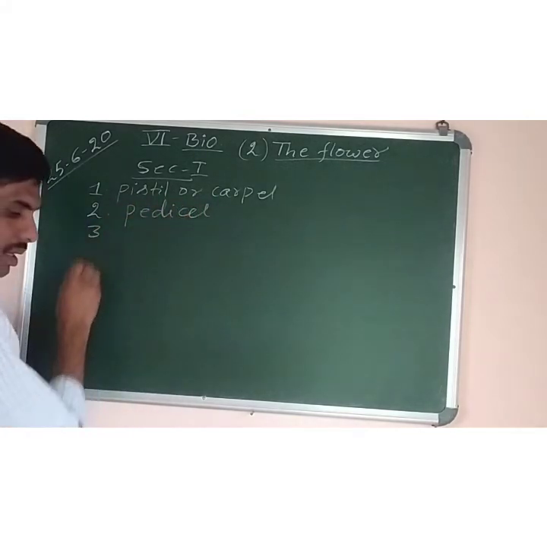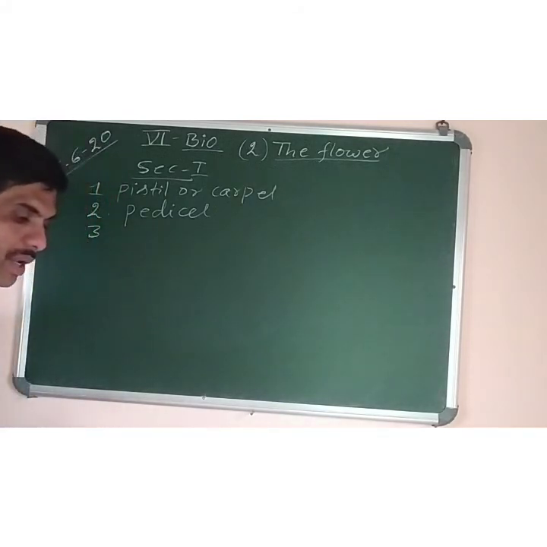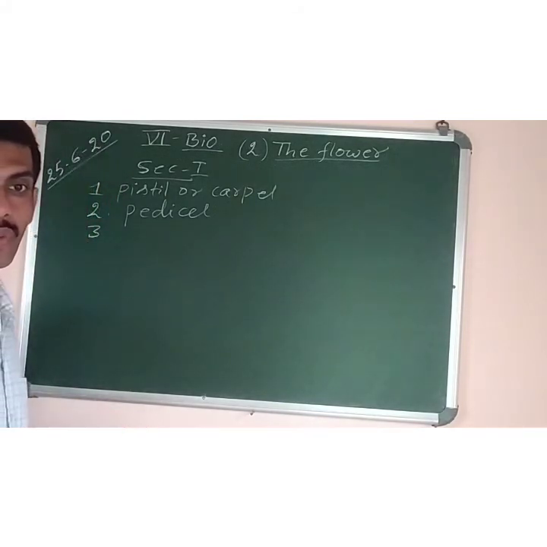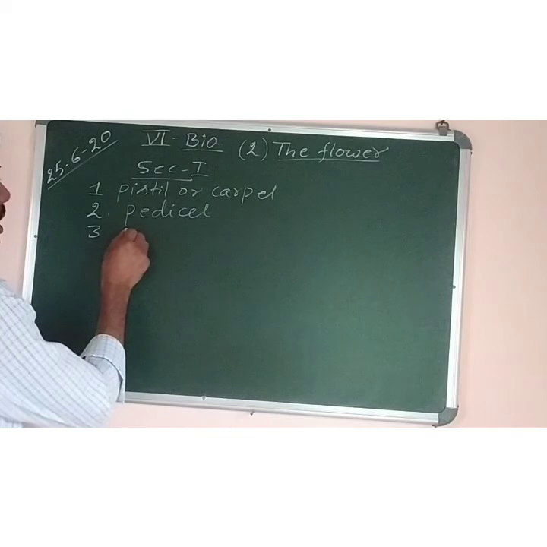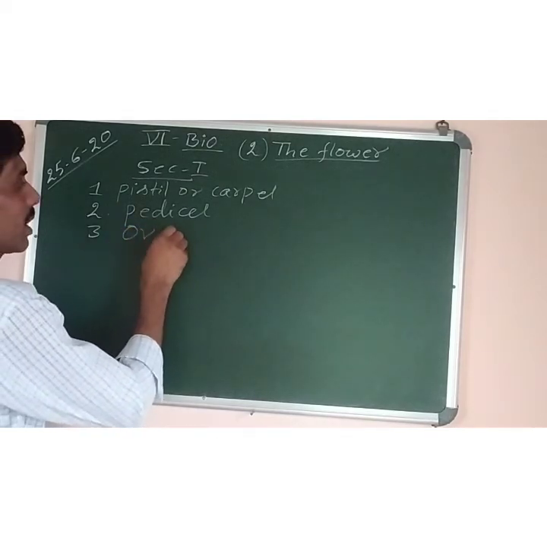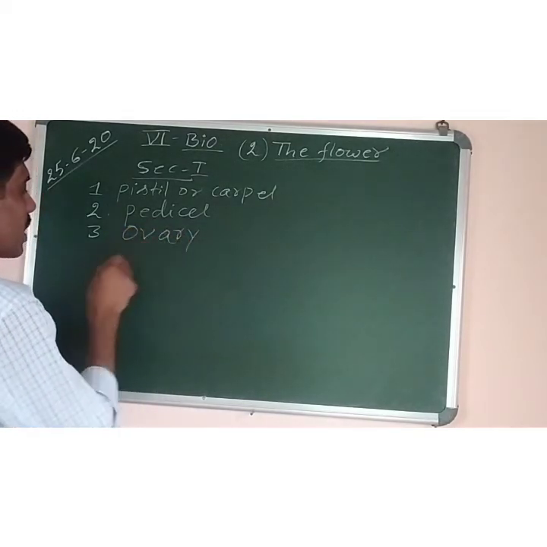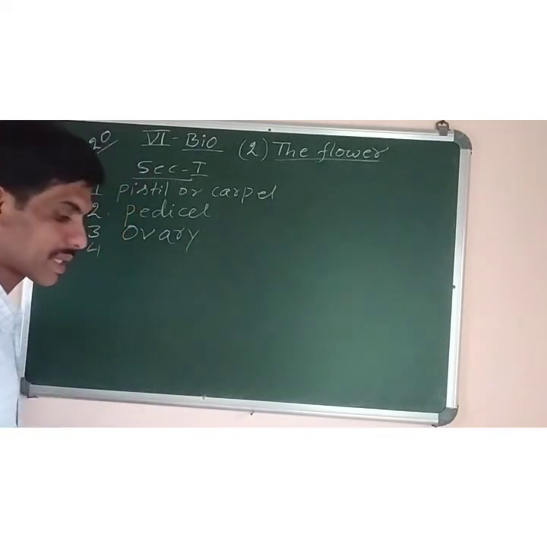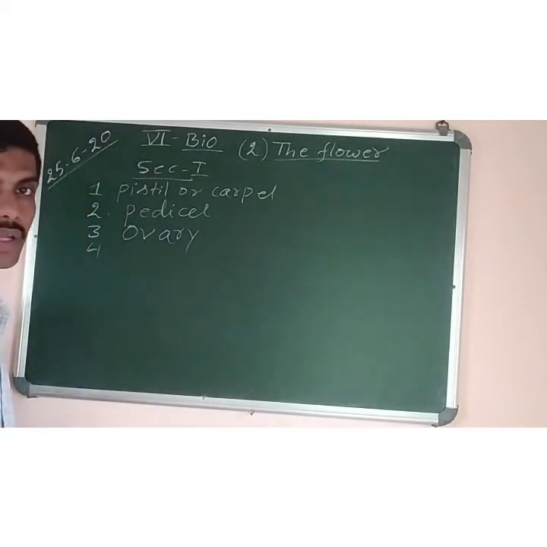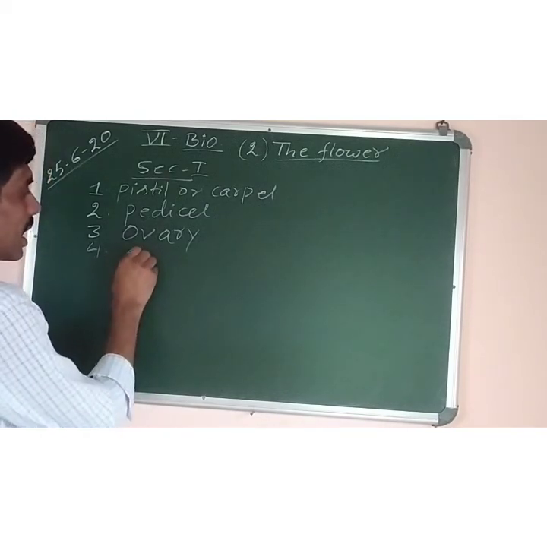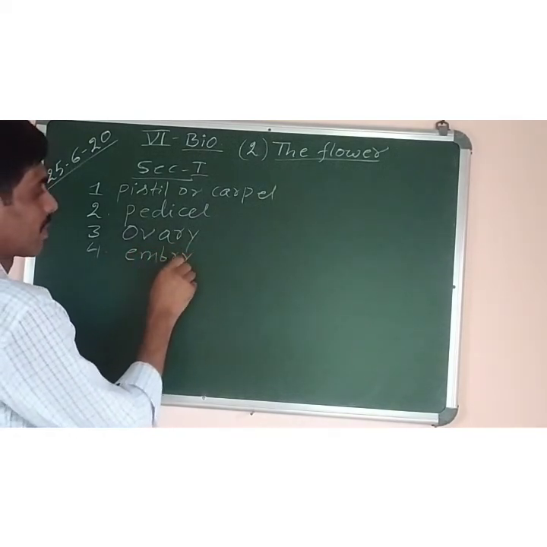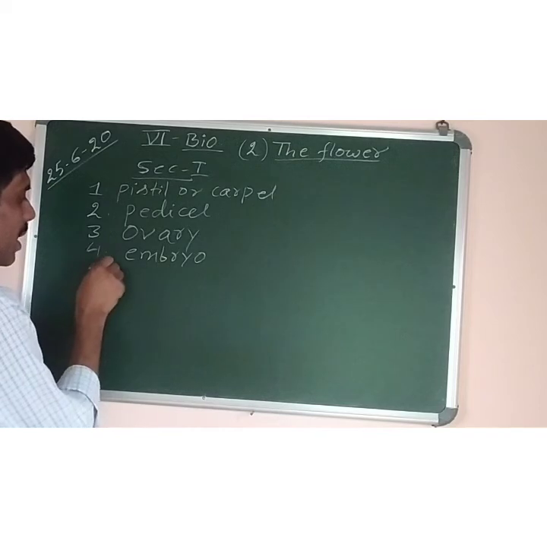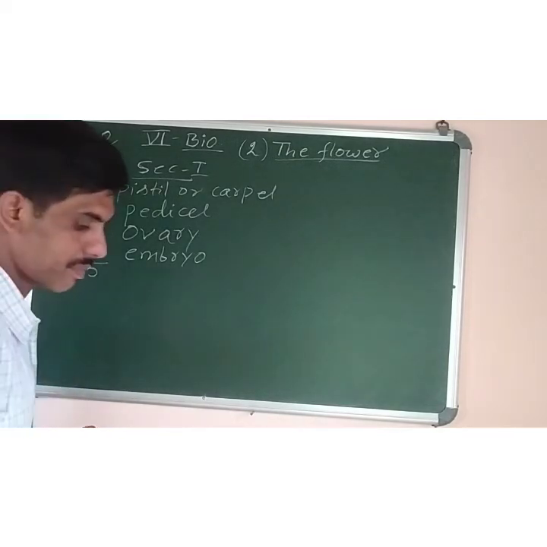And number 3, the third question is the part of the flower that develops into fruit. Which part of the flower develops into fruit? It is the ovary part of the flower that changes or develops into a fruit. And number 4 is the part of the seed that develops from a zygote. Part of the seed is embryo. Embryo part of the seed develops from the zygote.